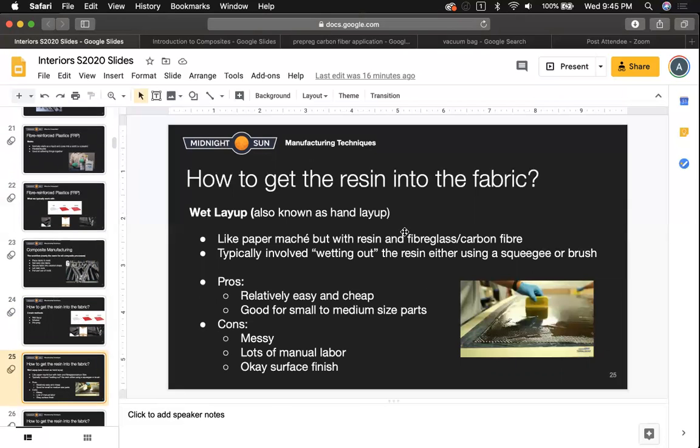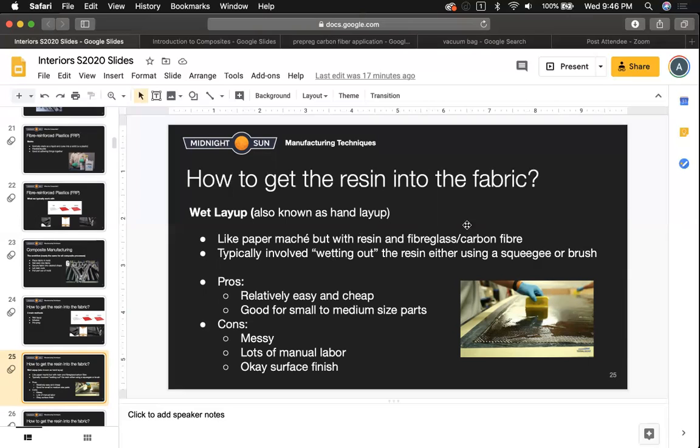So if we're looking at a wet layup, and sometimes we call this a hand layup, it's similar to paper mache, and that's why I like paper mache as an example, because it's very similar. But instead of newspaper, you've got your fiberglass or carbon fiber, and instead of glue, you've got resin. It's the same idea where you need to get that glue or that resin into the fabric somehow. And we call this wetting out the fabric.